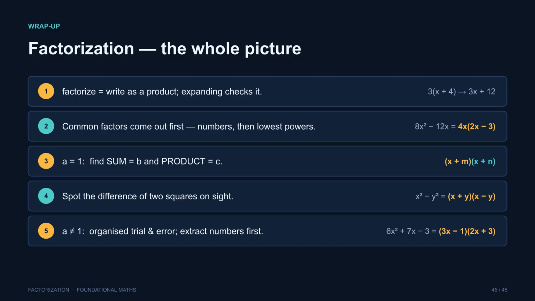To wrap up, factorizing is writing products, and expansion is the ultimate test. Follow the hierarchy. Common factors first, then specific patterns like the difference of squares or sum and product. Practice these, and you will master factorization.